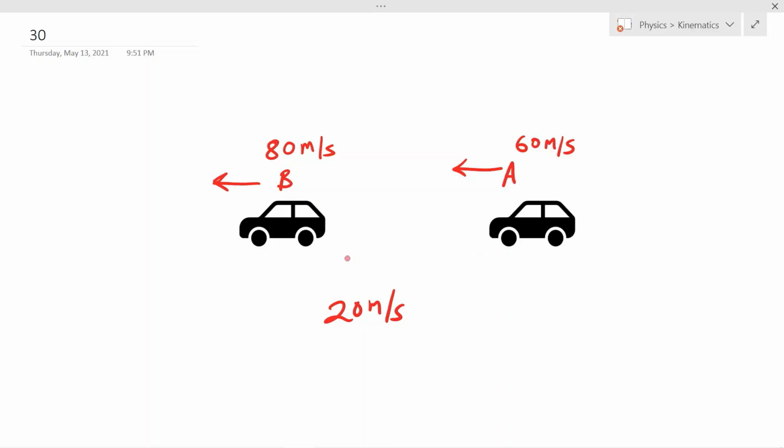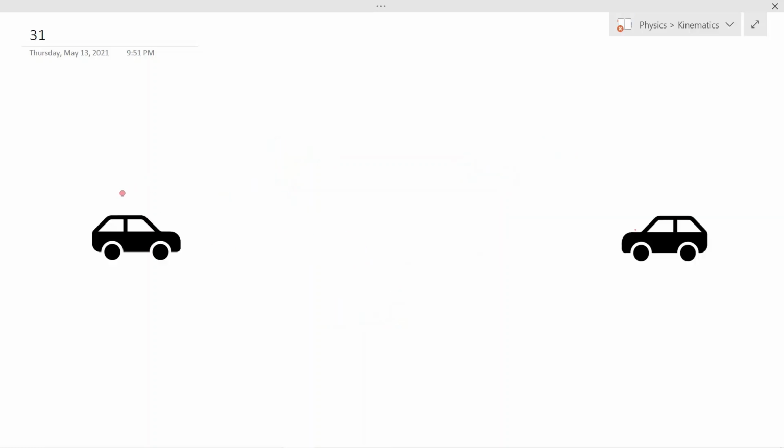Consider another case. Suppose there are two cars again. Let's say this is car A and this is car B. This is moving in the right direction with a velocity of 40 meter per second, suppose, and this is also moving with a 40 meter per second velocity but in the opposite direction, that is towards car A.